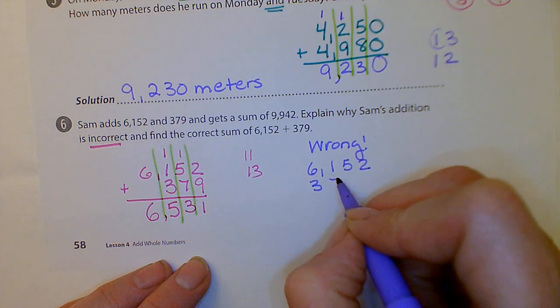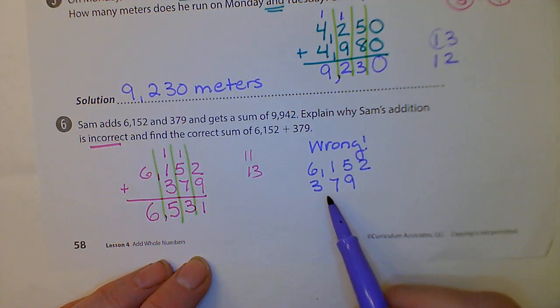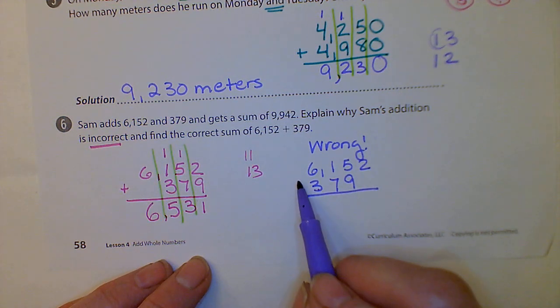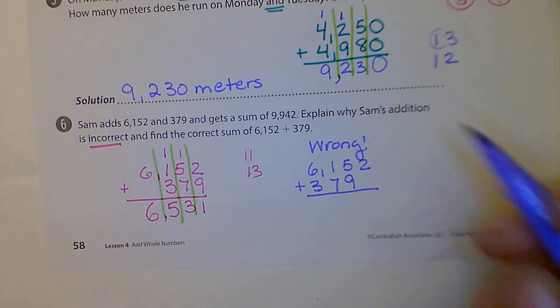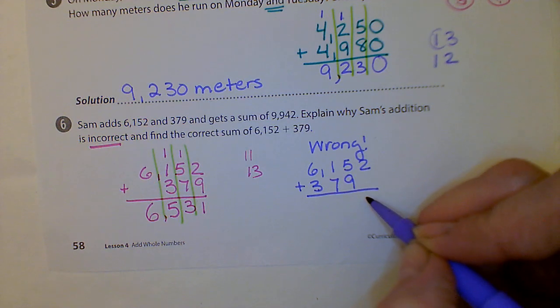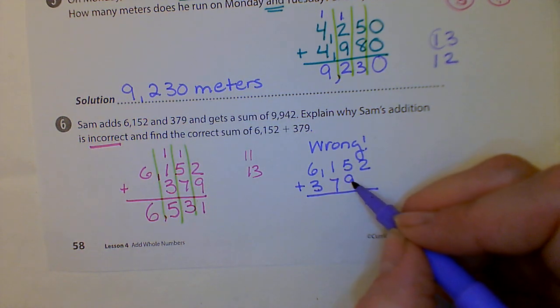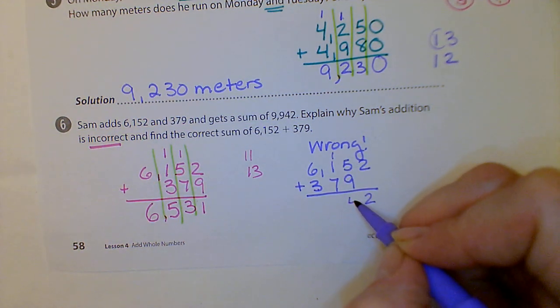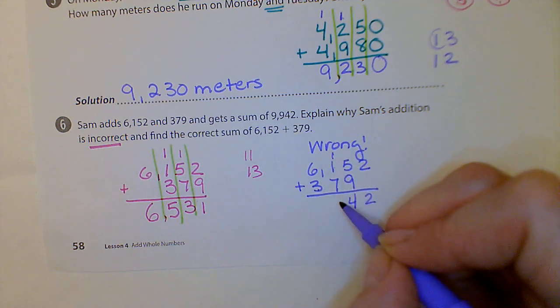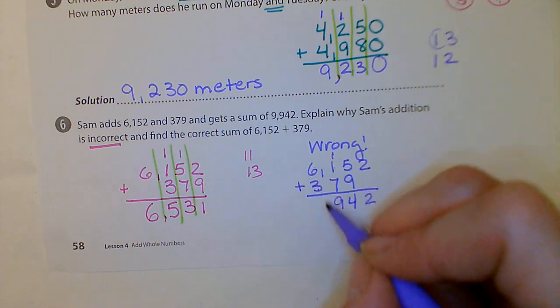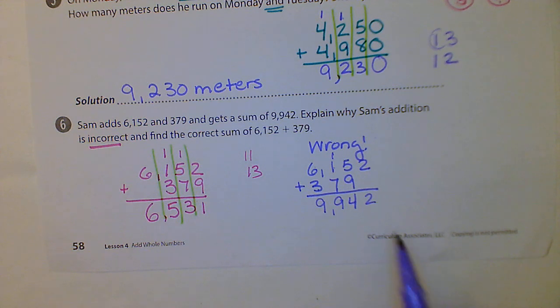3, 7, 9. So you see how I'm lining up my 100 under my 1,000? You're not allowed to do that. This is all sorts of wrong. So now let's go ahead and try it. 2 plus nothing is 2. 5 plus 9 is 14. 1 plus 1 plus 7 is 9. And 6 plus 3 is 9. Look, it matches his mistake.